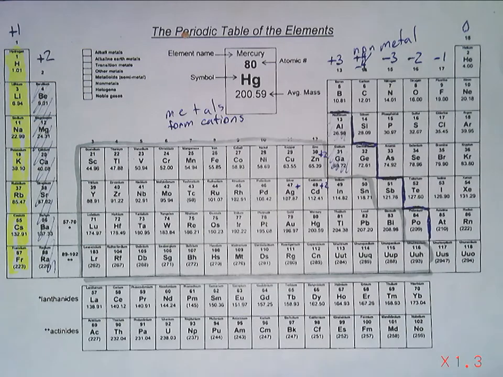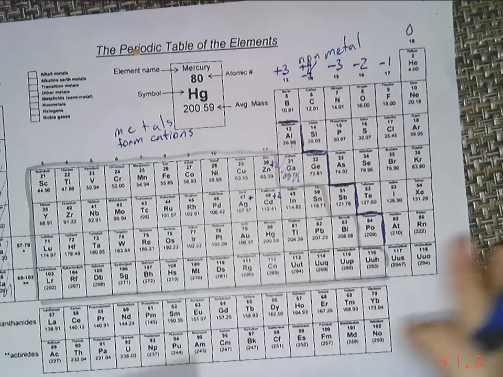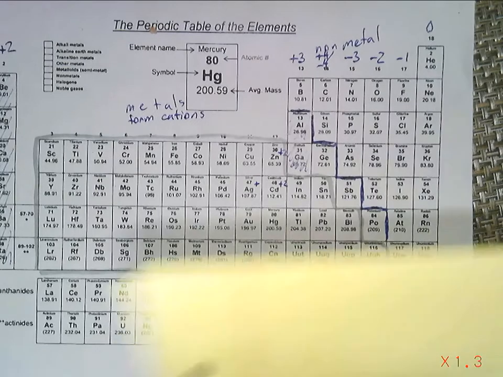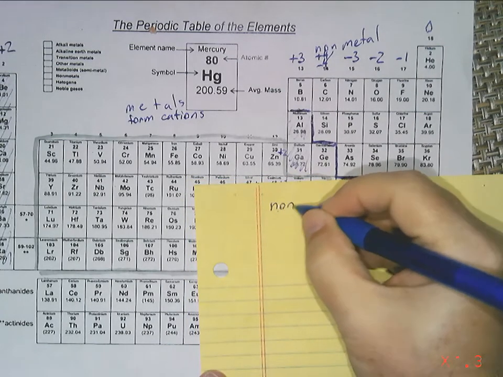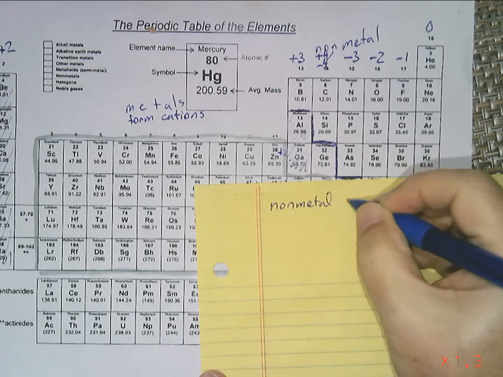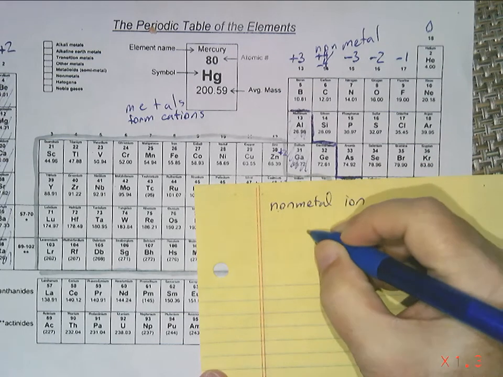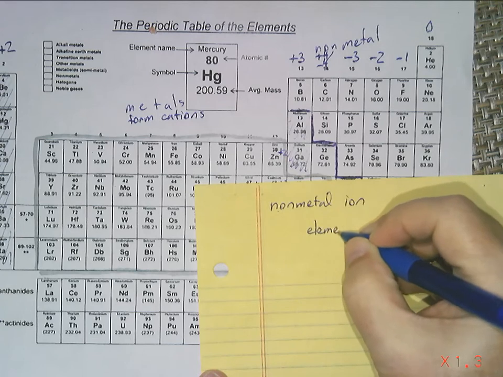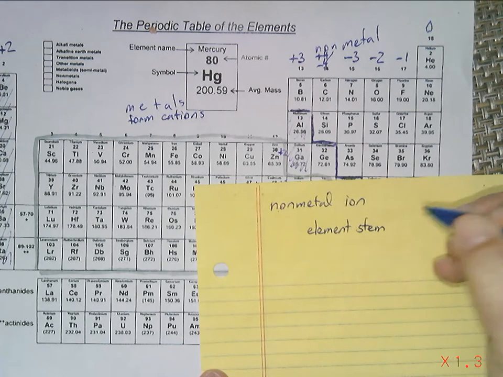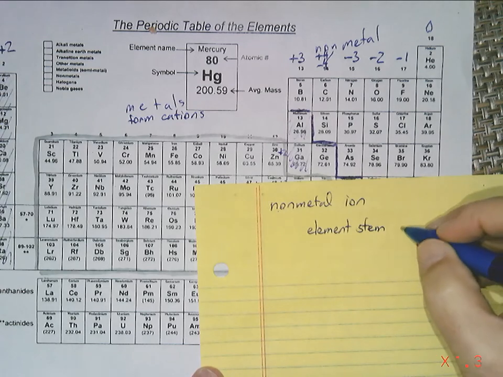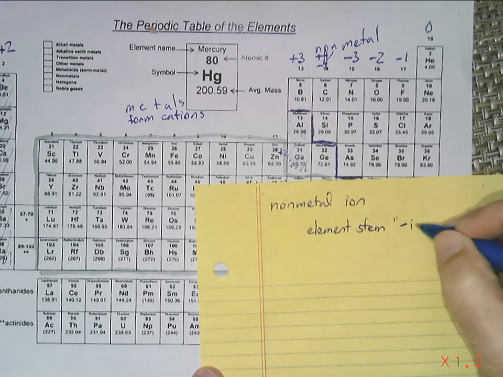Now, let's look at the nonmetal ions. They're a lot easier to name. You don't have to put the charge at all into a nonmetal name. For nonmetal ions, you're going to take the element stem. That is sort of the root. I could say stem or root here. And then you're going to add an IDE ending onto it.